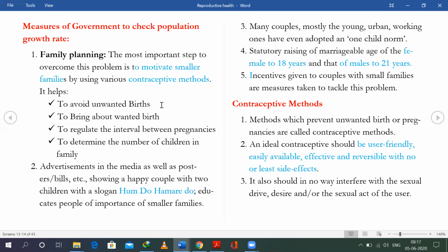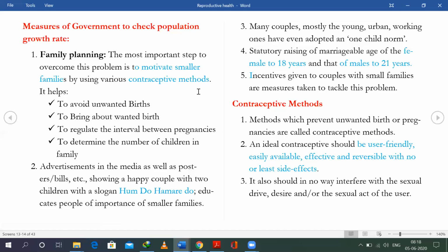And to bring about the wanted birth, what does that mean here is, you can plan your pregnancy, you can plan your family wantedly. It's not something that is accidental, right? Accidental pregnancies will happen, but you can plan your pregnancy with the help of these contraceptive methods when you want to bring your child into your life. That's absolutely your decision.